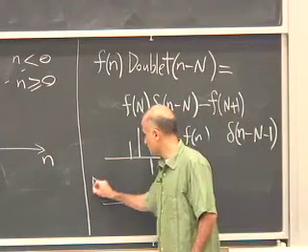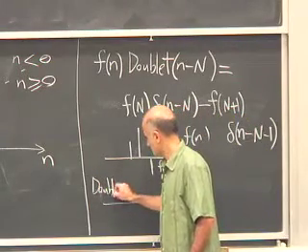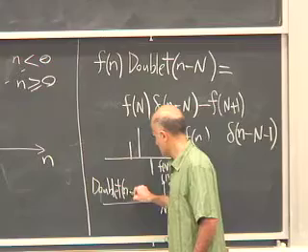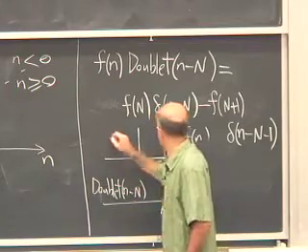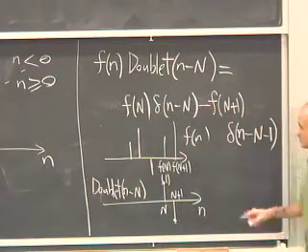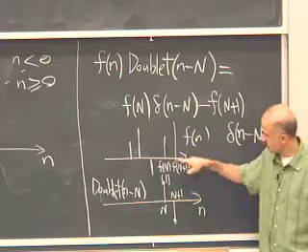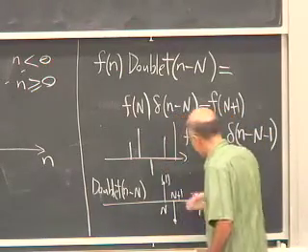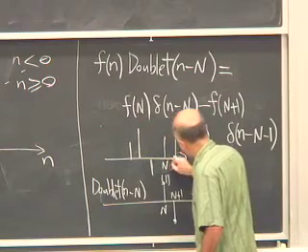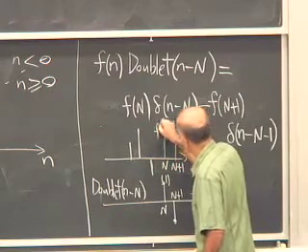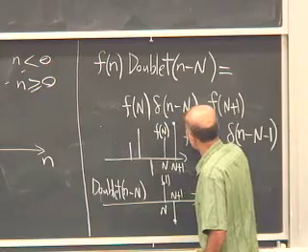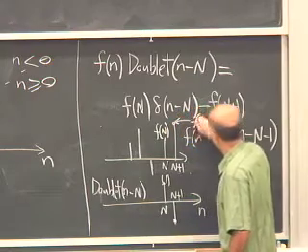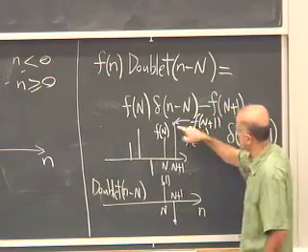This is the doublet, n minus n. And this is f of n. Okay? So it plucks out these two values. Whoa, put the wrong label there. This is n plus 1. This is f of n and f of n plus 1 right here.